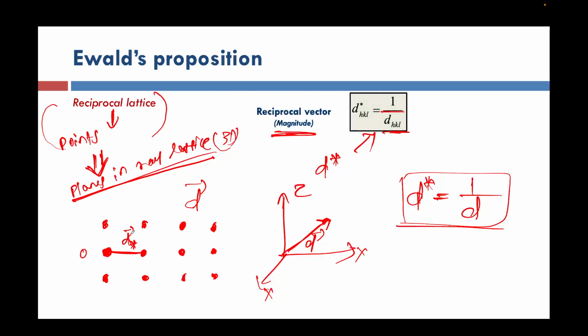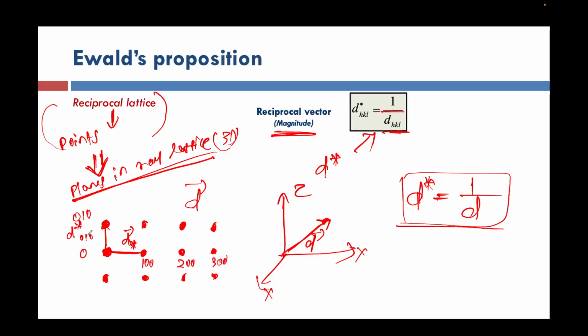So let's say this is 1 0 0, this is 2 0 0, this is 3 0 0, this is 0 1 0. This plane, that means this 0 1 0 point in a reciprocal lattice is giving us information about the 0 1 0 plane in the real lattice. So this was his proposition. So d star, if I am talking 0 1 0.